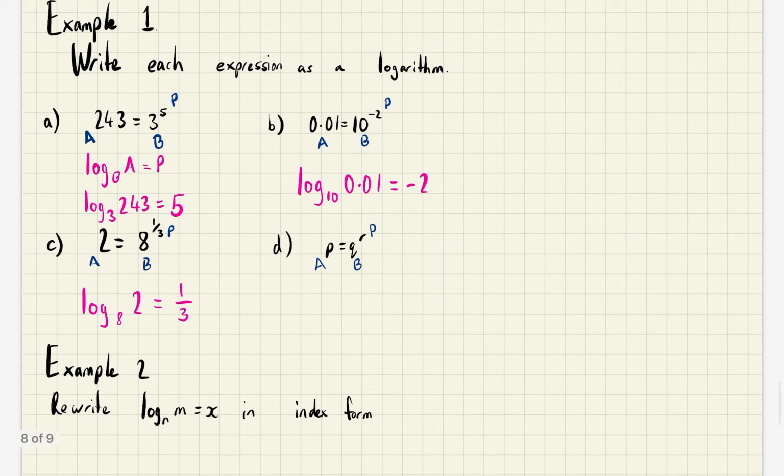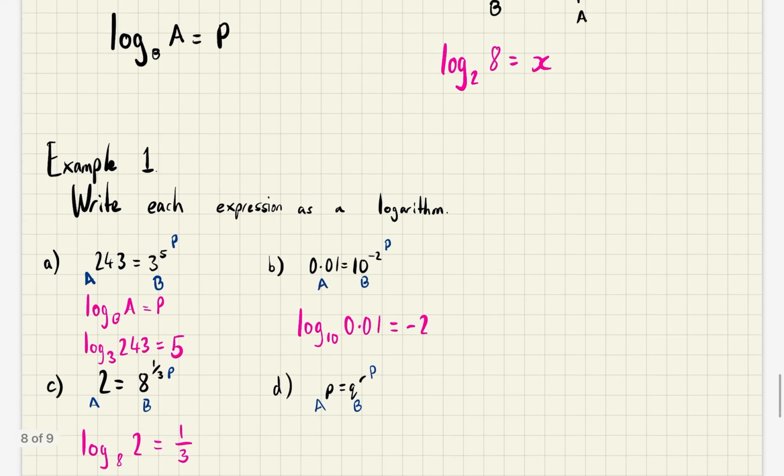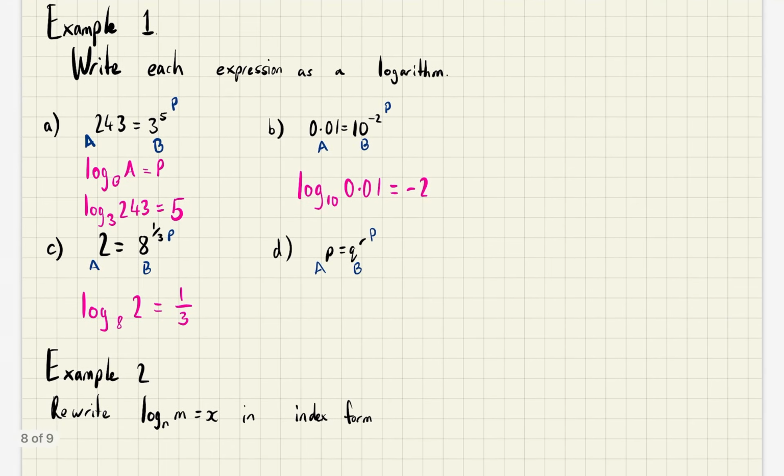Also, if the order was around a different way, like it was above here, where our answer was on the right-hand side, it doesn't matter. Just as long as you recognise which one is which. So my base is Q, my answer is P, and my power is R. That's it. Log base Q, P equals R.